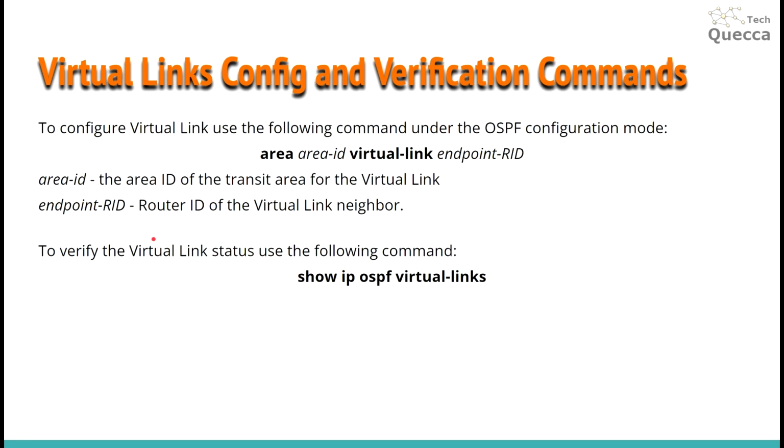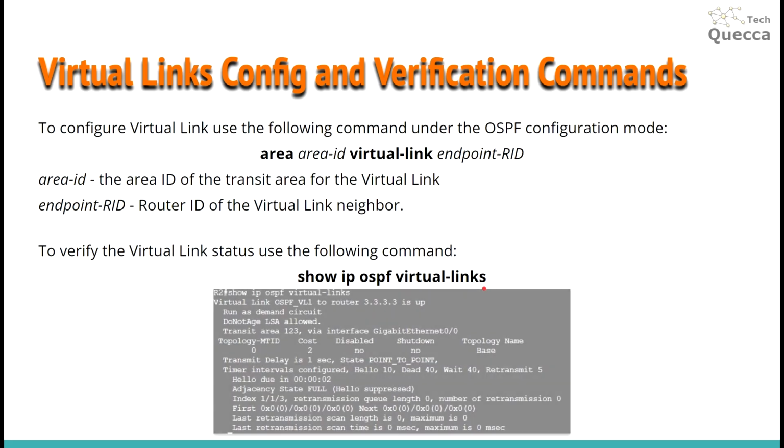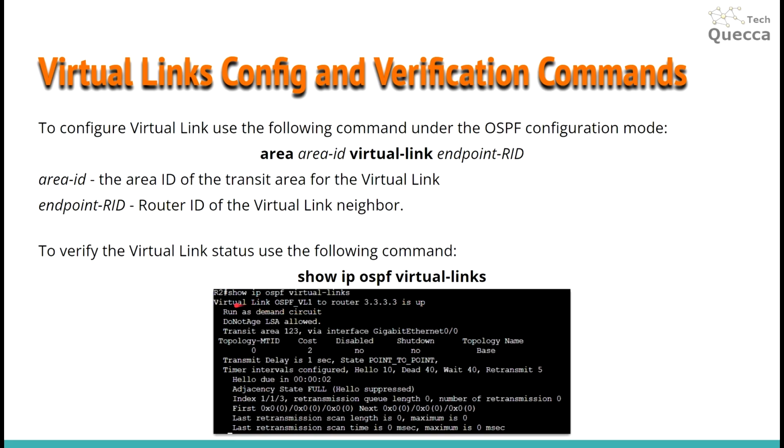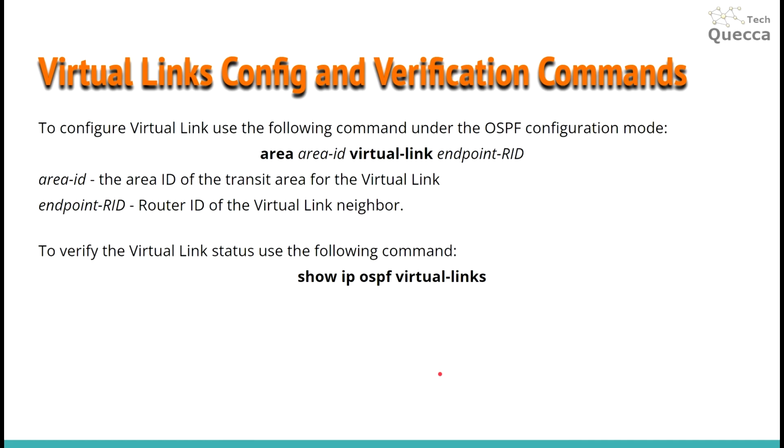To verify the virtual link status, use the following command: show ip ospf virtual-links. Then you will see in the output that there is a virtual link created to router 3.3.3.3, DoNotAge LSA allowed, the transit area through which this virtual link goes, from which interface, cost, also state point-to-point, and default timers, as I said: default hello timer 10 seconds, dead timer 40 seconds.